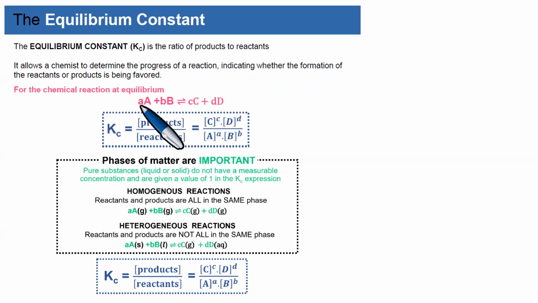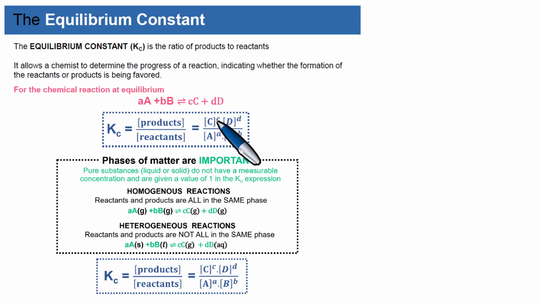Now there is lowercase a and capital A, plus lowercase b, capital B, in the forward and reverse. So the forward and reverse reactions are taking place. And we have lowercase c and uppercase C plus lowercase d and uppercase D. Now we have the ratio of the concentration of the products and the reactants. So the ratio of products to reactants.